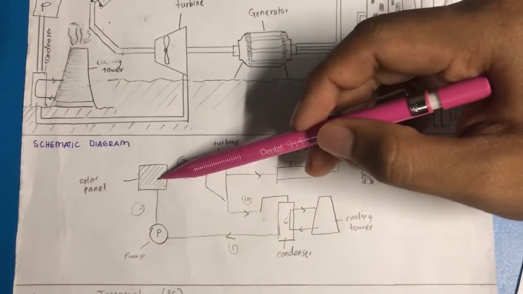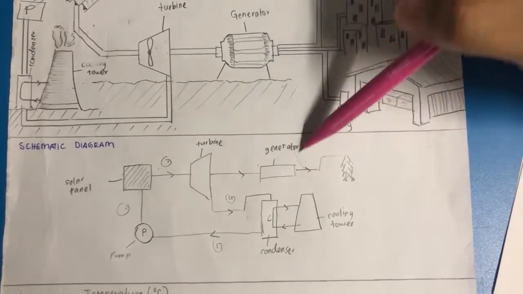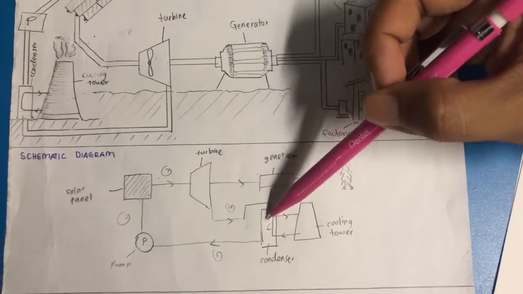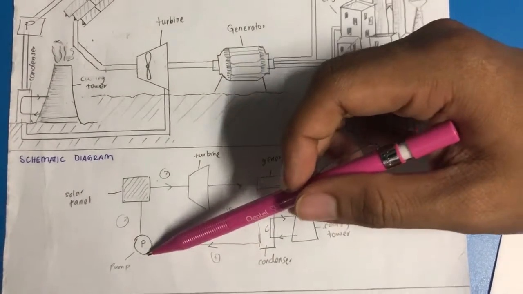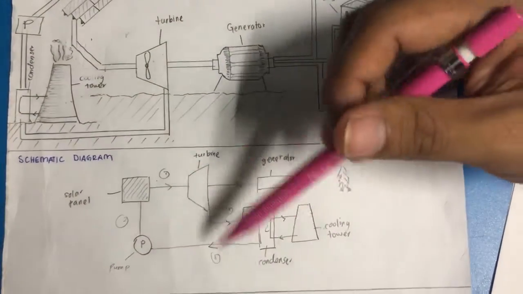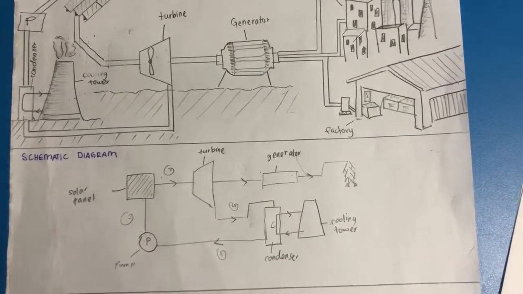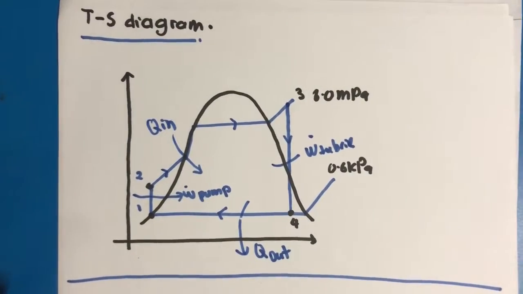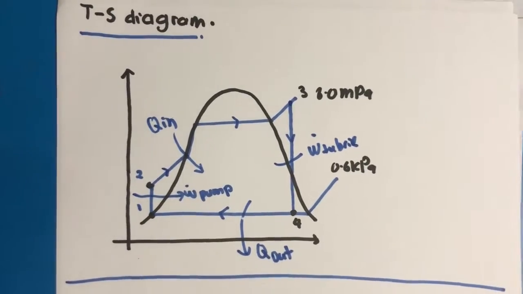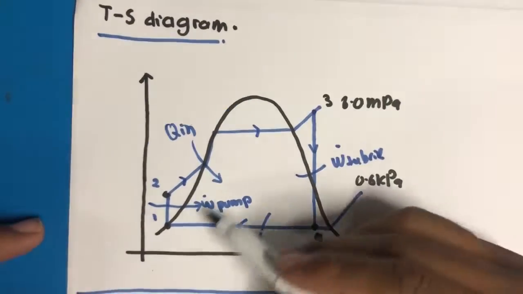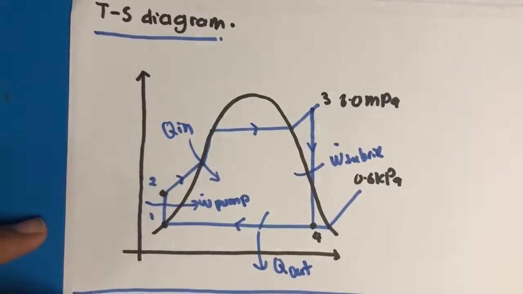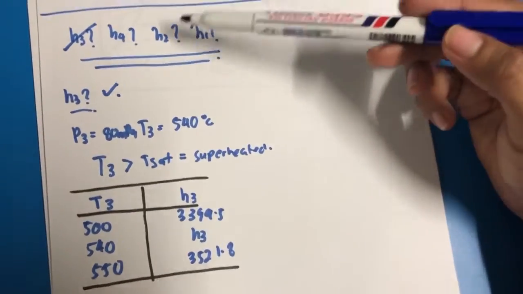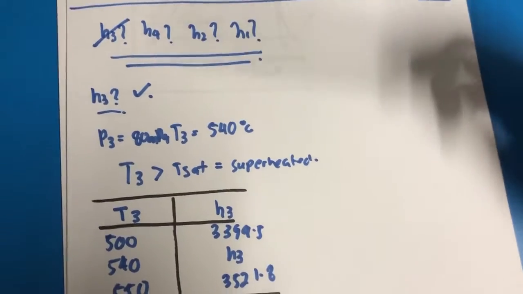Okay, this is a simple schematic diagram. This is the solar panel, going to the turbine, then the generator to the resources, and 4 goes to the condenser, cooling tower, pump, and back to the solar panel. This is a simple Rankine cycle as we learned before. From this we get the TS diagram, which shows the processes 1-2, 2-3, 3-4, and 4-1. We must find H3, H4, H2, and H1, so we must calculate one by one.